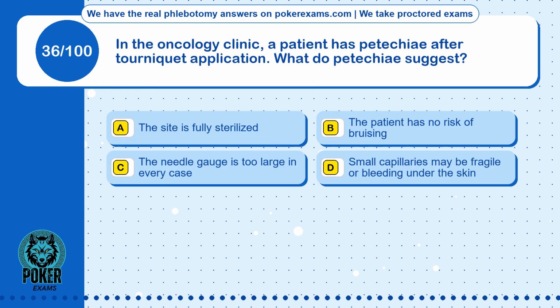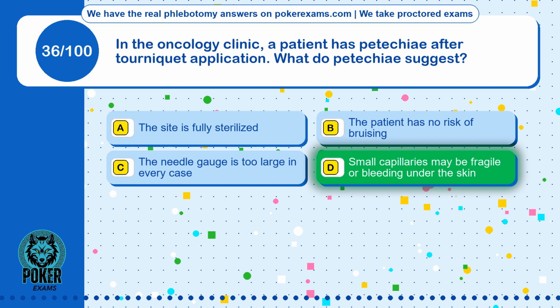Question 36. In the oncology clinic, a patient has petechiae after tourniquet application. What do petechiae suggest? Option A. The site is fully sterilized. Option B. The patient has no risk of bruising. Option C. The needle gauge is too large in every case. Option D. Small capillaries may be fragile or bleeding under the skin.